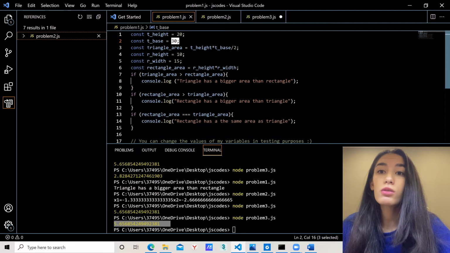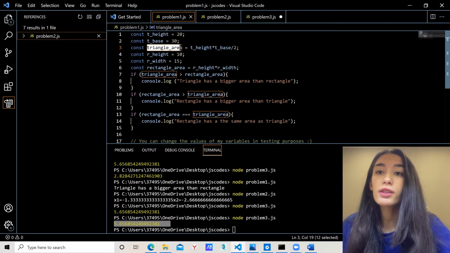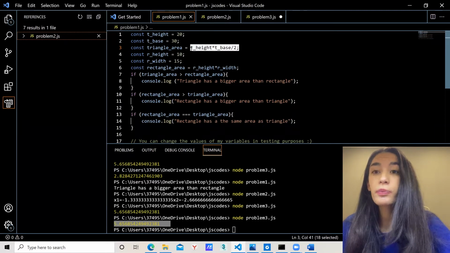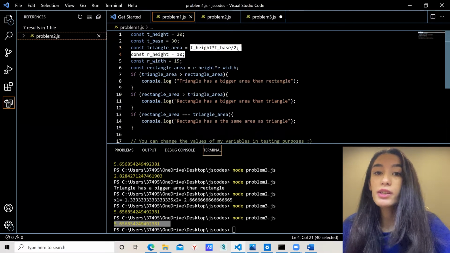We are also declaring a constant named triangle area, which will be equal to the value of the formula for calculating the triangle area, which is equal to t height multiplied by t base and divided by 2.